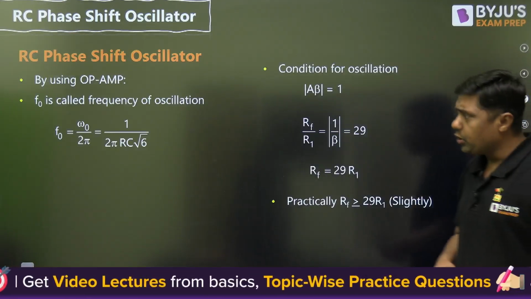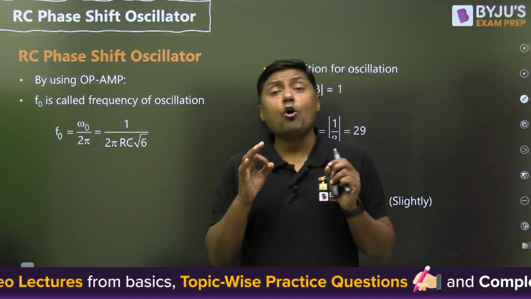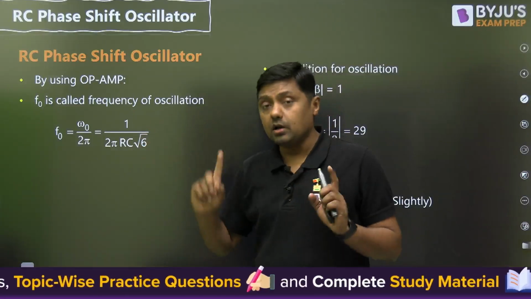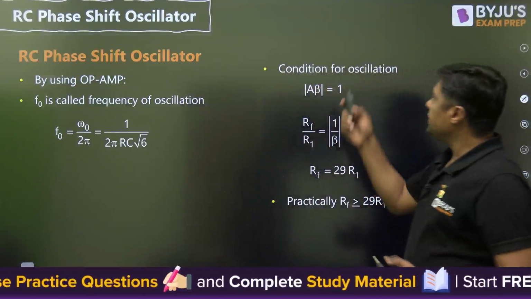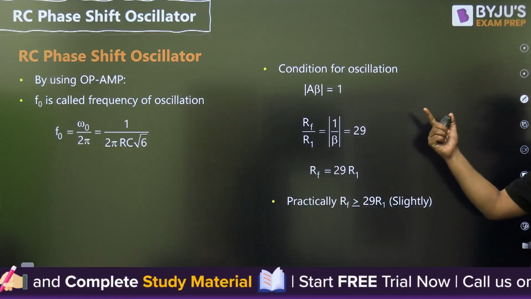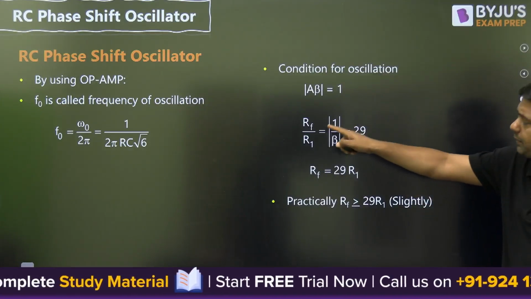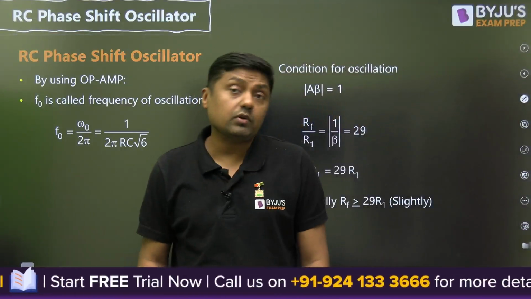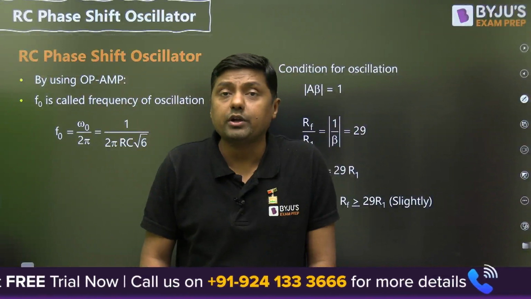Then guys, what is the important formula? Frequency of oscillation 1 by 2 pi RC root 6, that is in hertz. And then condition for oscillation, mod of A beta should be equal to 1. That is the second condition, Barkhausen criteria. From this, RF by R1 is equal to 29. RF is the feedback resistance, R1 is the coupling resistance of inverting op-amp.